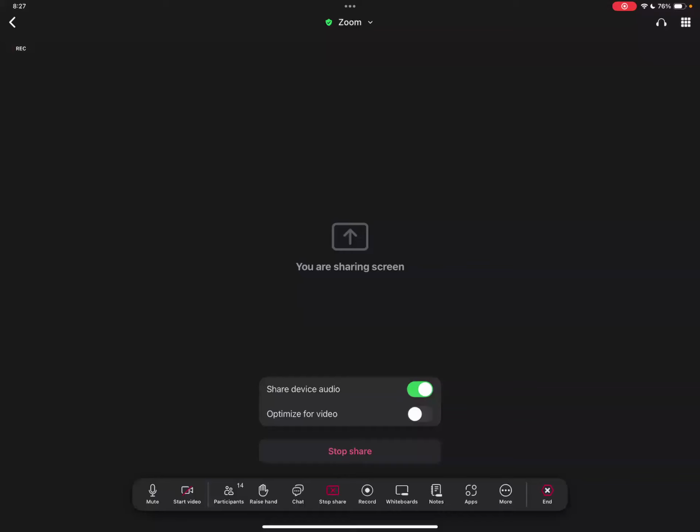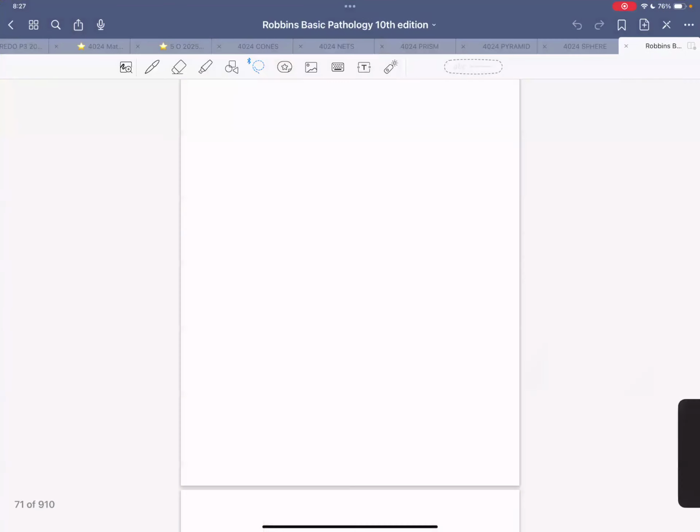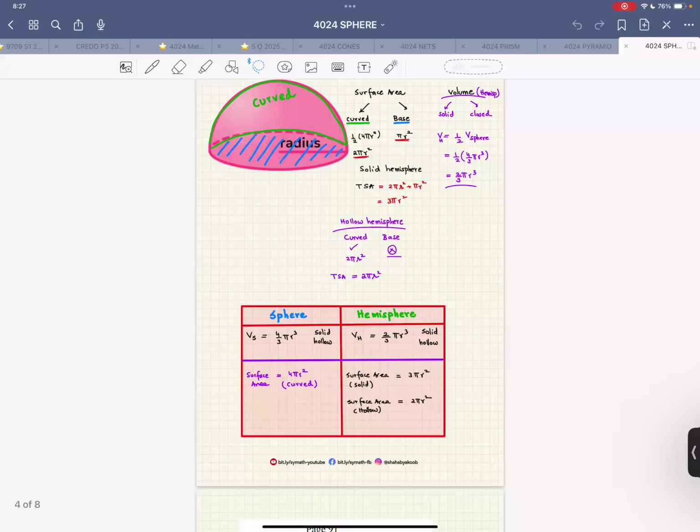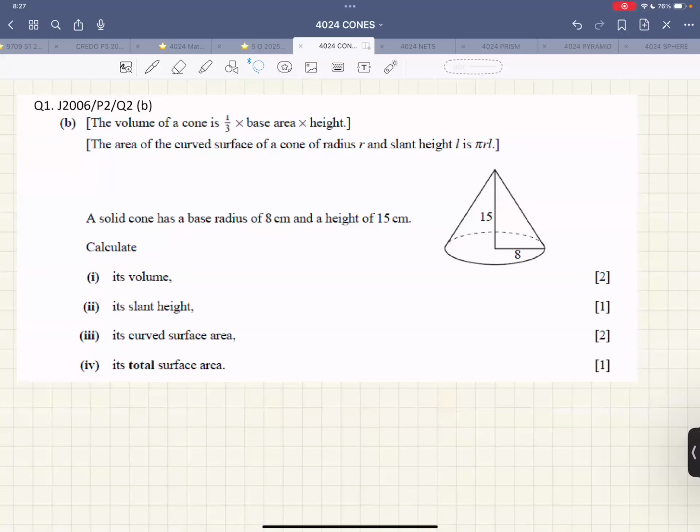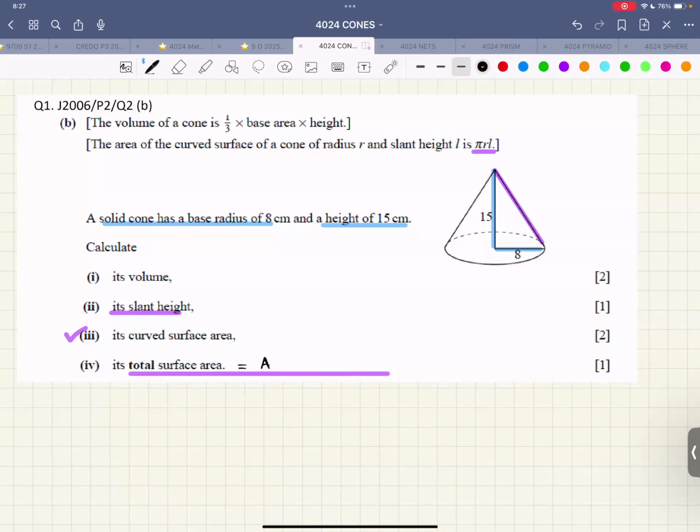Pausing the recording. So now this particular question, no, I'm not studying bio. This particular question says, let me highlight it: volume of a cone, area of curved surface. A solid cone has a base radius of 8 and a height of 15. That is 8, that is the height 15. If I'm interested in the slant height, I'll use Pythagoras theorem. Once I get the slant height, I can find its curved surface area, which is pi r l. The total surface area is the area of the curved surface plus the area of the base, very simple.